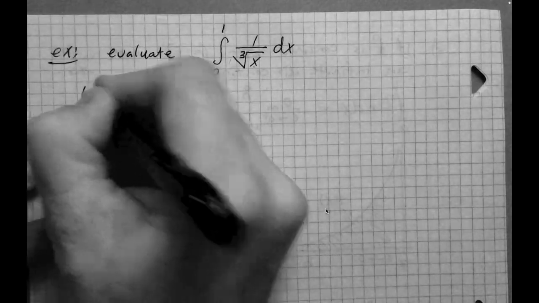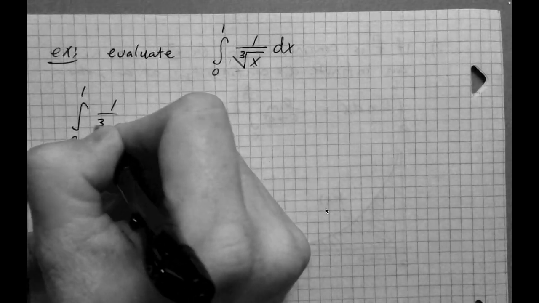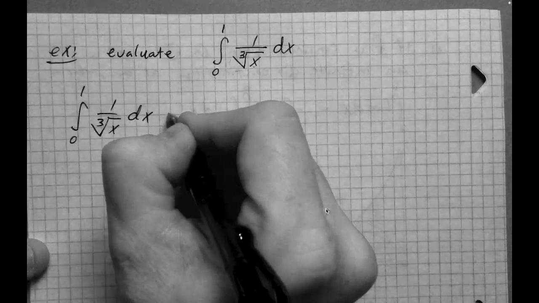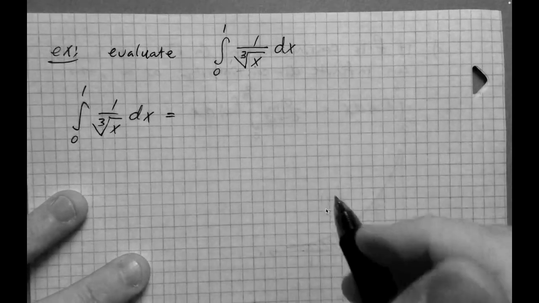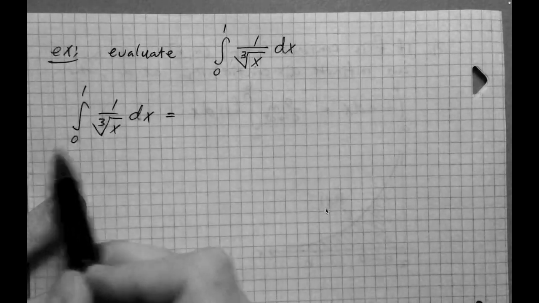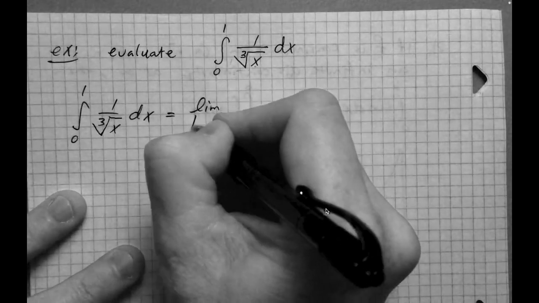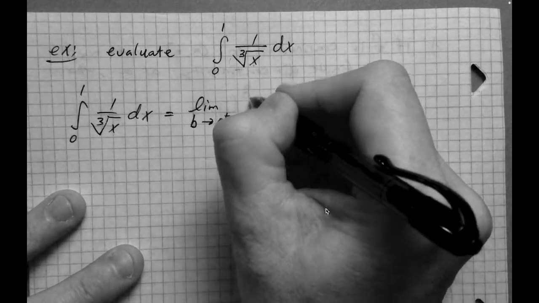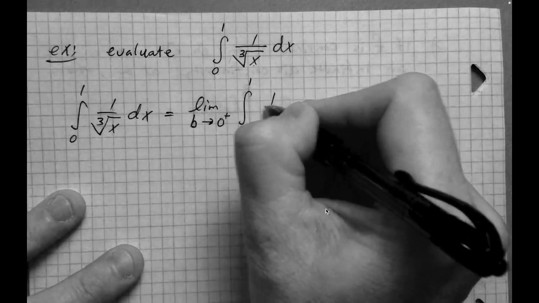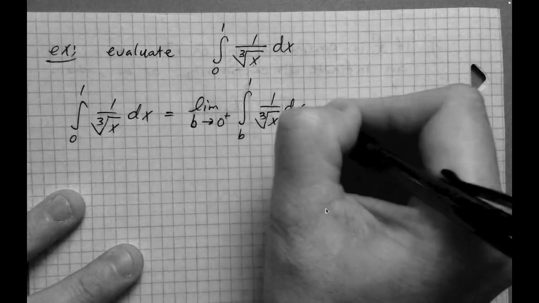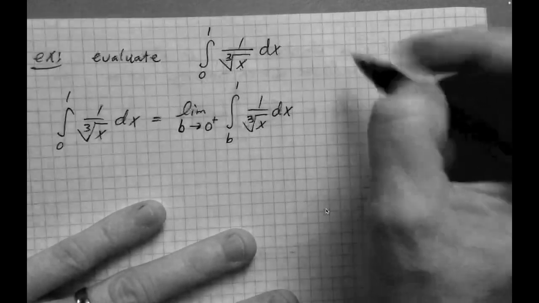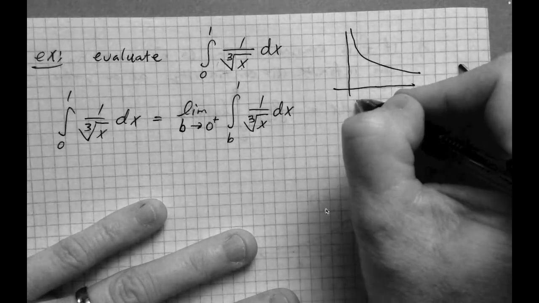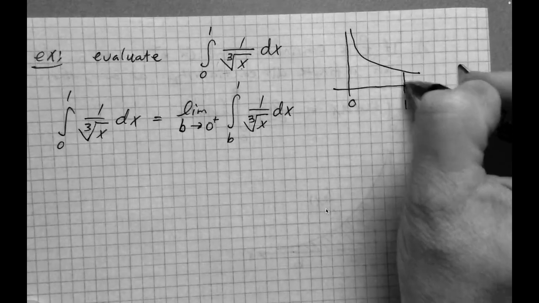So the integral from 0 up to 1 of 1 over the cubed root of x dx is equal to, right? So we need to deal with this lower bound. That's the problem. So the limit as b approaches 0 from the right-hand side of the integral from b up to 1 of 1 over the cubed root of x. Okay, let's draw a picture just to make sure that this is really clear, like what's happening. All right, so this looks like this. Right, now here's your 0, and maybe your 1 is somewhere up here. This isn't an exact drawing, right?